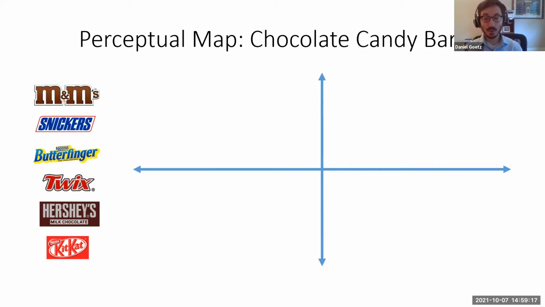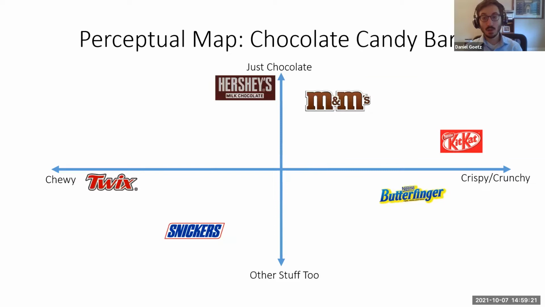So you have all these different attributes, and you pick them, you rank them, and then you plot it, right? Here we have chocolate on the y-axis down to other stuff too, just to show you that you don't always need to have price. And then on the x-axis, we have chewy all the way to crispy or crunchy. This can tell us where we might want to enter, or if we're repositioning a brand, how we might want to move it.